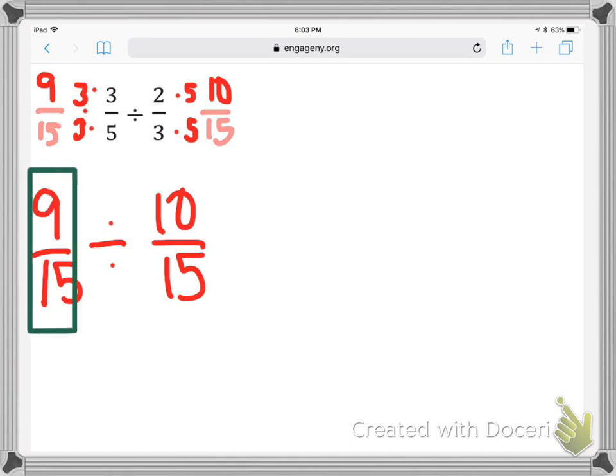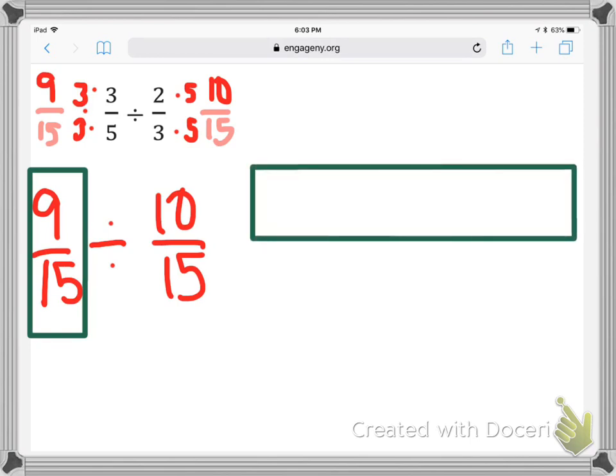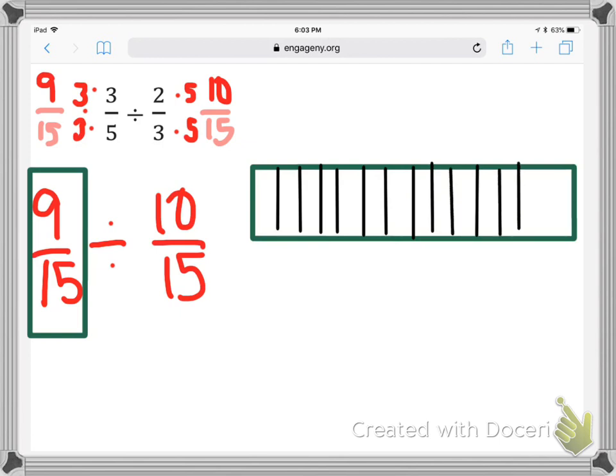So again, I'm going to model my dividend. So 9/15, that means I need 1 box, and I'm going to split it into 15 equal pieces. So let's see, I'm going to first split it into thirds, and then I need 5 in each one of these thirds. So 2, 3, 4, 5, and then 2, 3, 4, 5, and then again 2, 3, 4, 5. Okay, so there's my 15 equal pieces, and I'm going to shade in 9. So 1, 2, 3, 4, 5, 6, 7, 8, 9 is my shaded in. So there is my model.